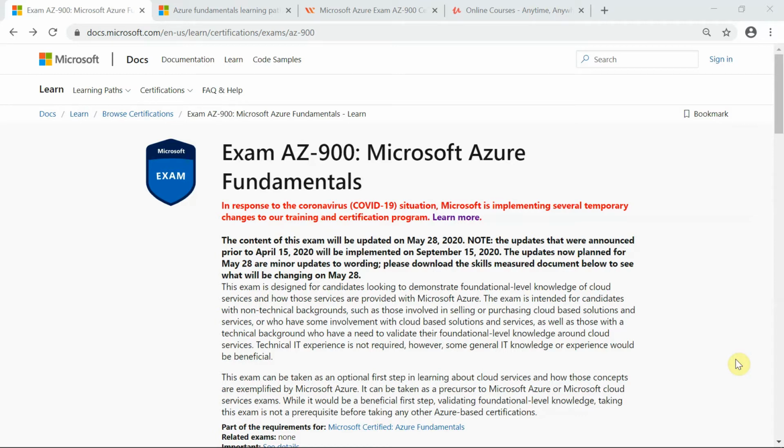So you don't have to be an expert in cloud technology before you begin this exam. A general familiarity with what the cloud is and some general IT experience will be enough.